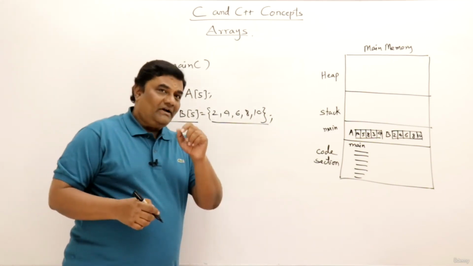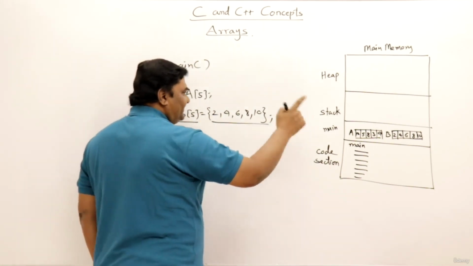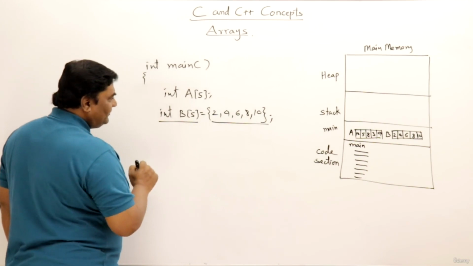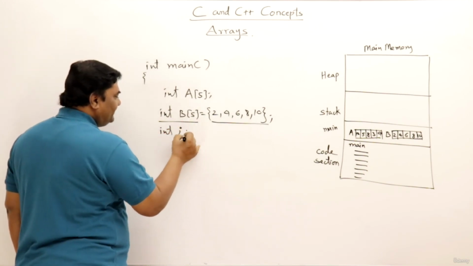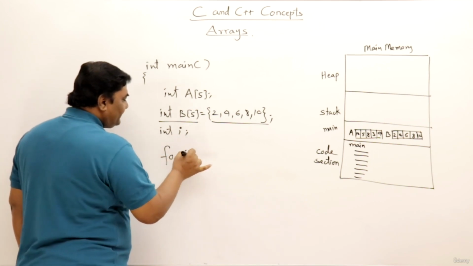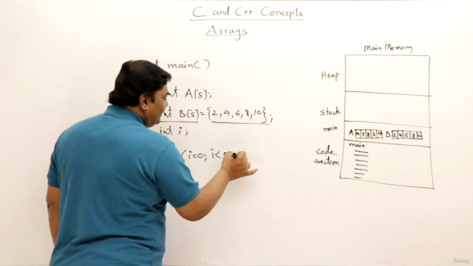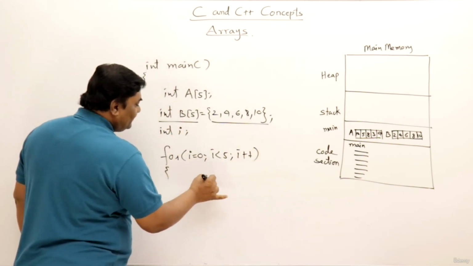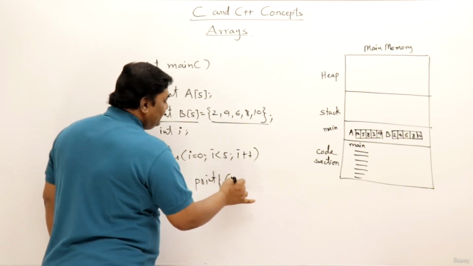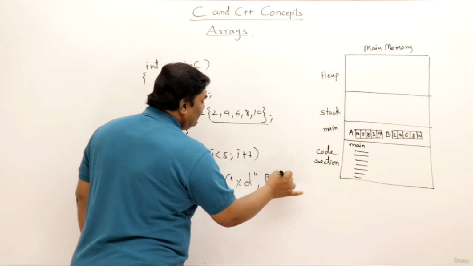Now next thing is how to access an array. For accessing an array, we can access all the elements one by one. Suppose I want to print all of them, then I can use a for loop. So for that I will take one variable i, and using a for loop, for int i assigned 0, i is less than 5 as 5 elements are there, i plus plus, then using printf I can print it. So printf %d, I can say b of i.